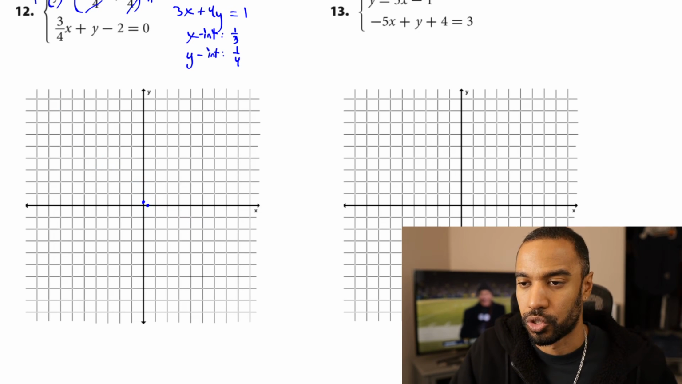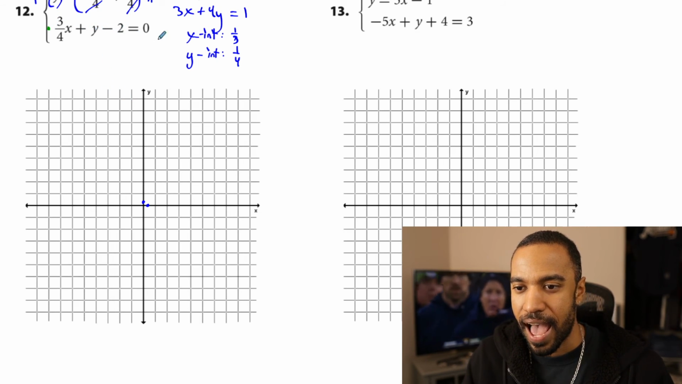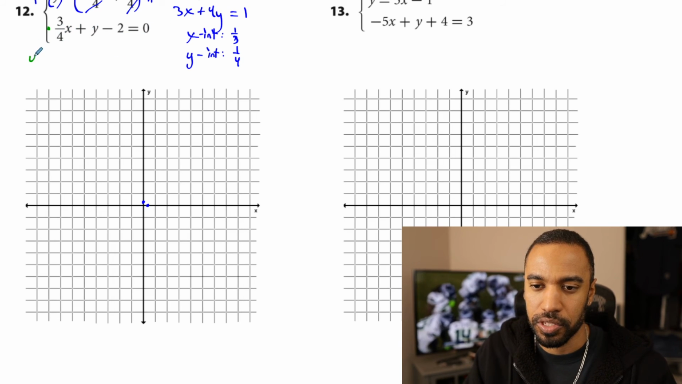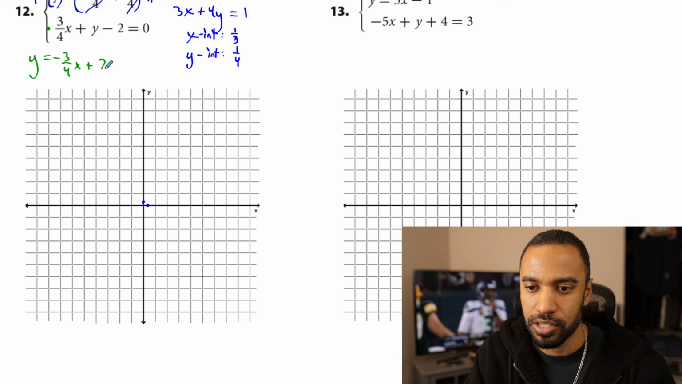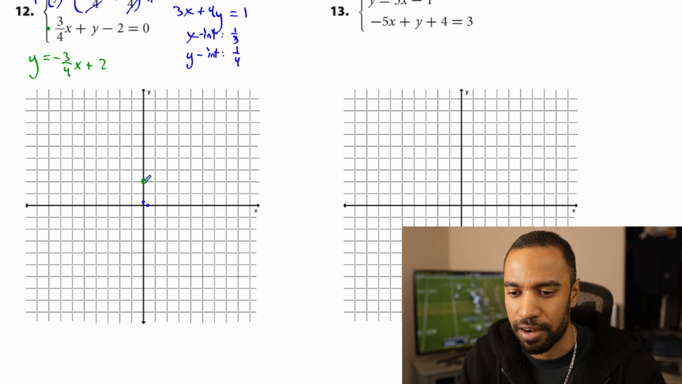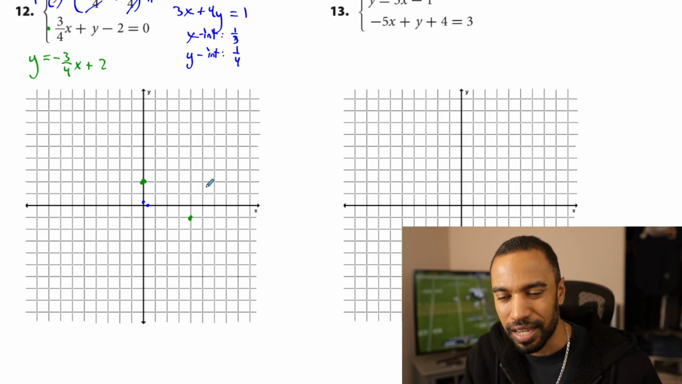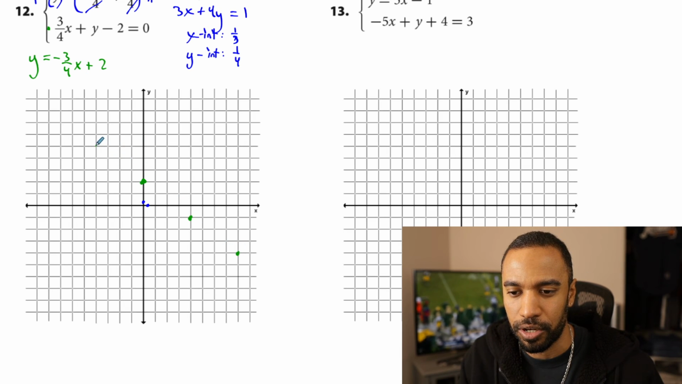I might have some struggles with this one. You might have some struggles with this one. It might not be an easy one to get across. This one here, if I add the 2 and subtract the 3/4 x, I get y equals negative 3/4 x plus 2. Because it's an integer y-intercept, I'm good just graphing that one kind of as advertised. So I'm going to go down 3 and right 4. Notice I didn't draw the line at the other one yet. I'm going to make a guess at where it's supposed to be hitting after I see the green one be graphed.